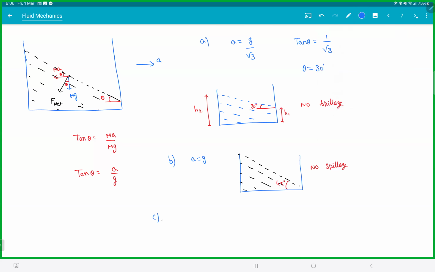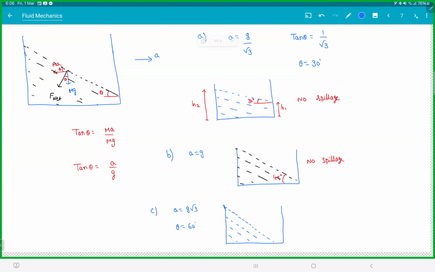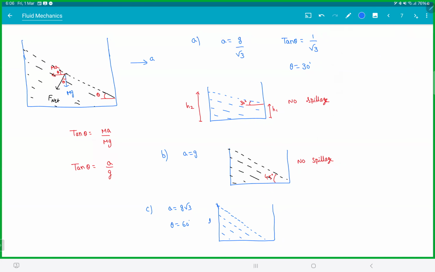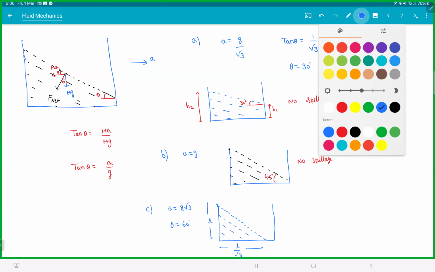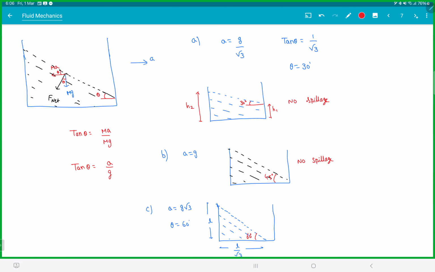C is interesting. A is g root 3, theta comes 60 degrees. But here, if you observe at 45, it can't exceed than this. So there's only one possibility. You can't change the height, so you will change the base. So this would be L. This would be L by root 3. You're accelerating so much, the container actually gets exposed to atmosphere at the bottom. This would be 60 degrees. You're getting it? This part of the container is exposed to atmosphere. There's no liquid here.